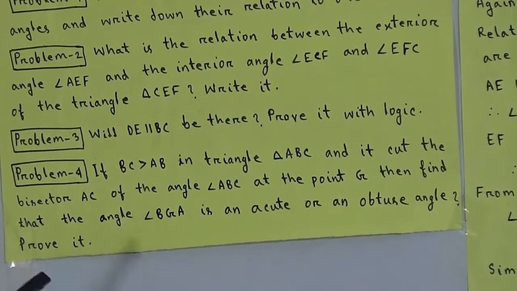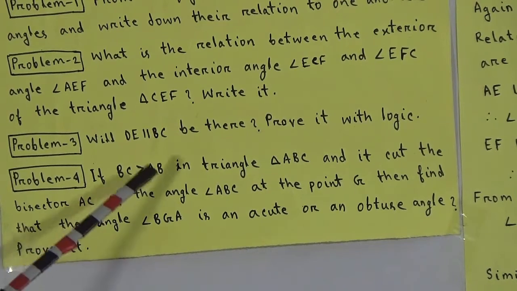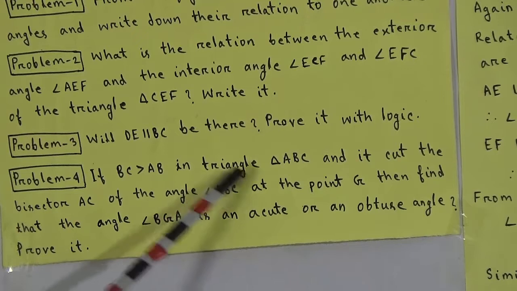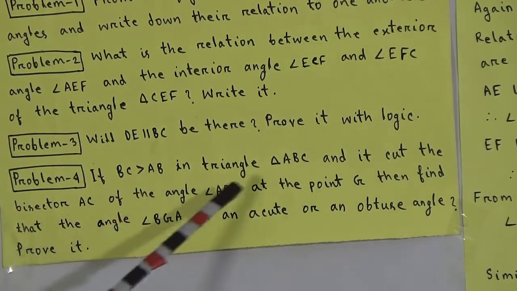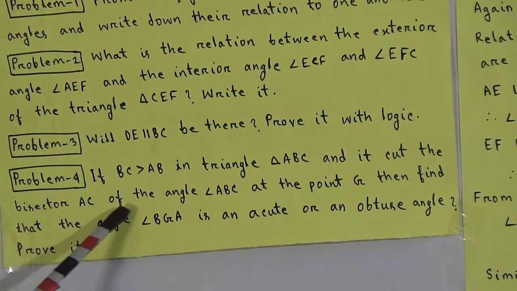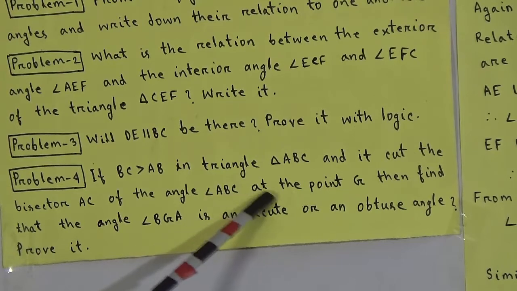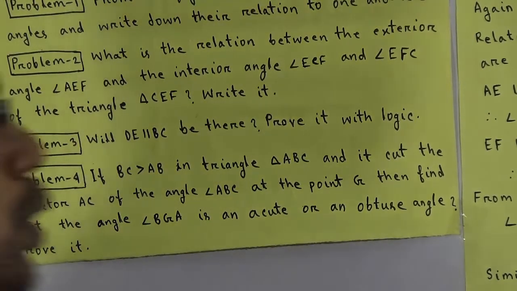Question number 4 is, if BC is greater than AB in a triangle ABC, and the bisector of the angle ABC cuts AC at the point Z, then find whether the angle BZA is an acute or obtuse angle. Prove it. Dear students, the solution of problem number 4 is given here.